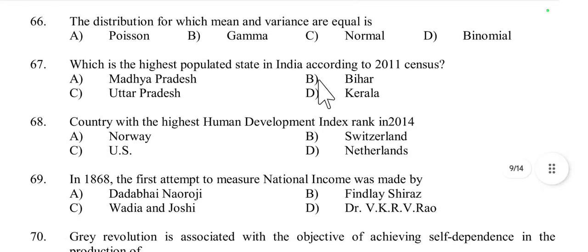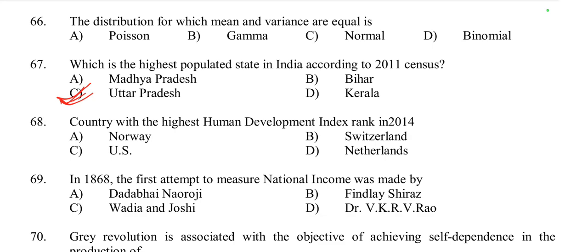Then question number 67, which is the highest populated state in India according to the 2011 census? Madhya Pradesh, Bihar, Uttar Pradesh, Kerala. According to the 2011 census, the highest populated state is Uttar Pradesh.